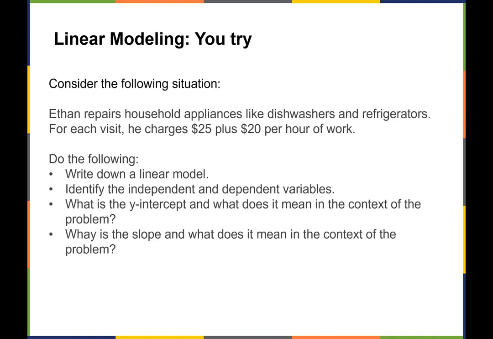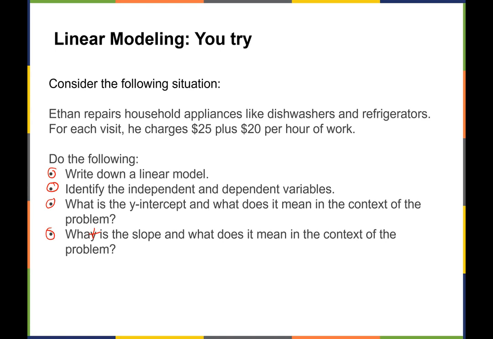Let's try another example. Ethan repairs household appliances like dishwashers and refrigerators. For each visit, he charges $25 plus $20 per hour of work. So I would like you to pause the video right now and do the following things. These are a little bit out of order. Actually, this should probably be the first thing you do. Identify the independent and dependent variables. Then second, write down the linear model. Third, think about what the y-intercept is and what it means in the context of the problem. And this should say, what is the slope and what does it mean in the context of the problem? So go ahead, pause the video, define your variables, and write down your model.